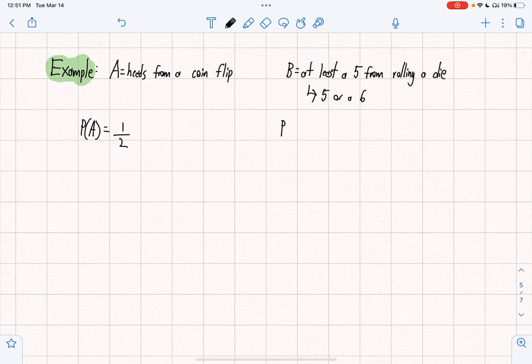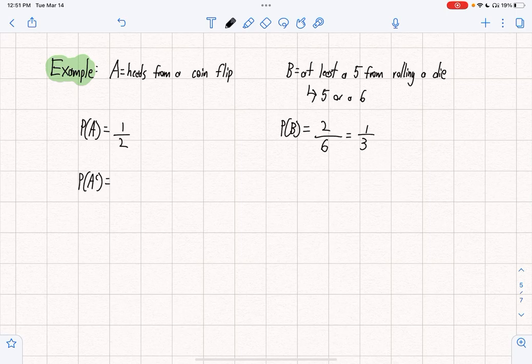Now let's find the probability of B. So we know that there are 6 outcomes from rolling a 6-sided die. And here we're saying what's the probability of getting a 5 or a 6. So that would be 2 out of 6, or simply 1/3. And let's find the probability of A complement.